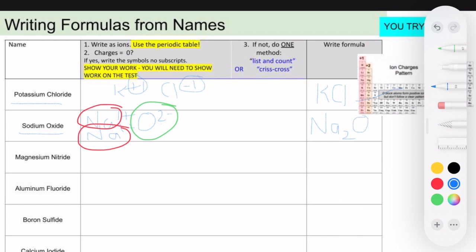Make sure in this box over here, like the finished answer, you do not show charges. You do not see any pluses or minuses, and it's only symbols and subscripts in the formula. Let's try the next one. Just going to give myself a little more room, get rid of this.